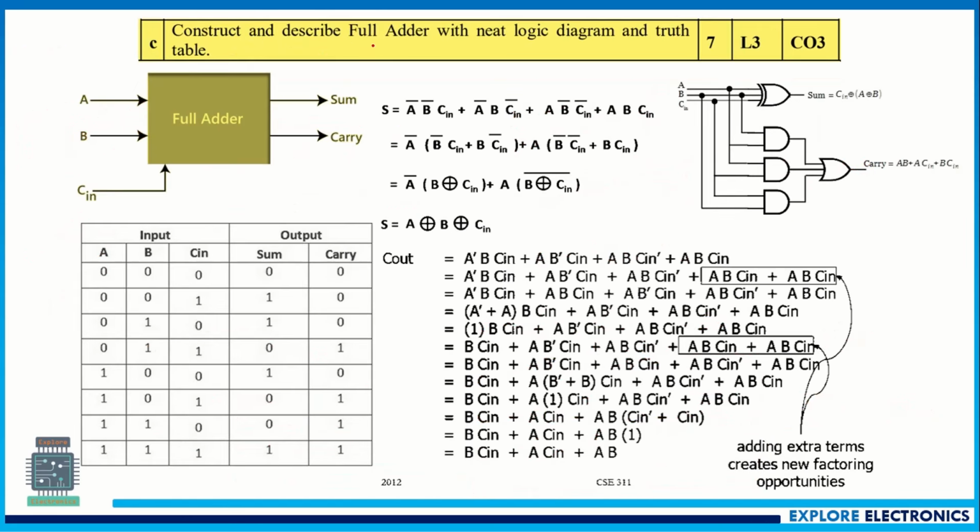Next, construct and describe the full adder with neat logic diagram and the truth table. This is the full adder. First you need to write the block diagram and then the truth table. By looking at the truth table, we can generate the expressions for sum and carry. Here I have given the detailed explanation or simplification for sum. If they have asked for fewer marks, if they have asked for only 4 to 5 marks, you can directly write these expressions and implement it using the gates. But here it is asked for 7 or 8 marks. If they ask, better to show the simplification also. This contains marks. So this is the logic circuit for sum as well as carry.